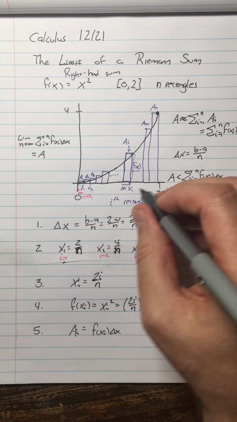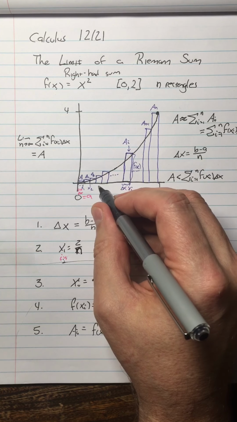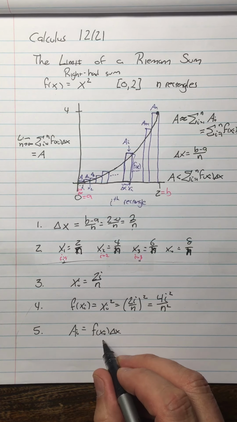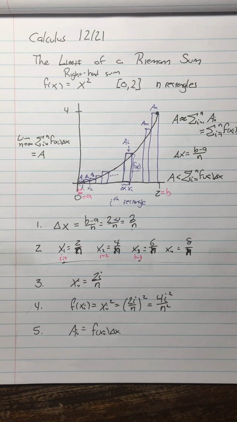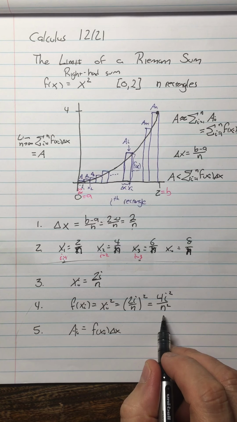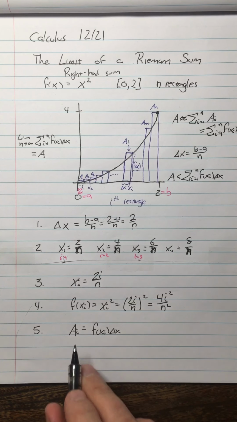That's true of this a sub i rectangle. It's true of all of the rectangles. Every rectangle has a width of delta x and a height of f of whatever x you're on. That's the x sub i. So every a sub i is f of x sub i delta x. You have an expression for f of x sub i right there and an expression for delta x right there, so you do that.